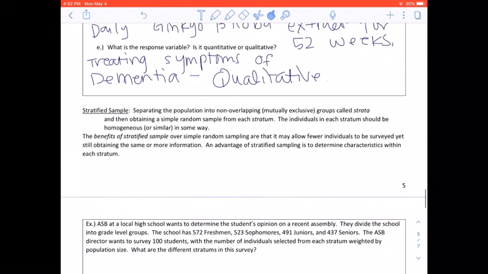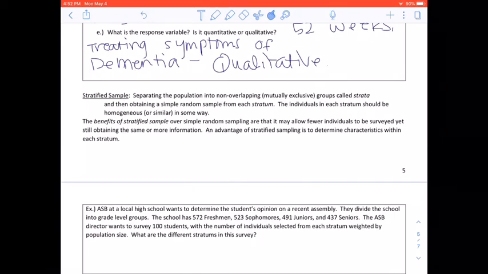Next thing we have is where we get into the different types of samples that we have. So we saw simple random sample earlier. We have stratified sample, which is where you separate the population into non-overlapping or mutually exclusive groups called strata, and then obtain a simple random sample from each of the strata. The individuals in each stratum should be homogeneous or similar in some way. The benefits of stratified sampling over simple random sampling are that it may allow for fewer individuals to be surveyed, yet still obtain the same or more information. An advantage of stratified sampling is determining characteristics within each stratum.